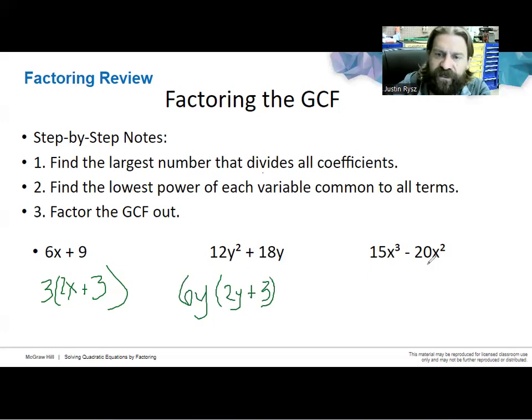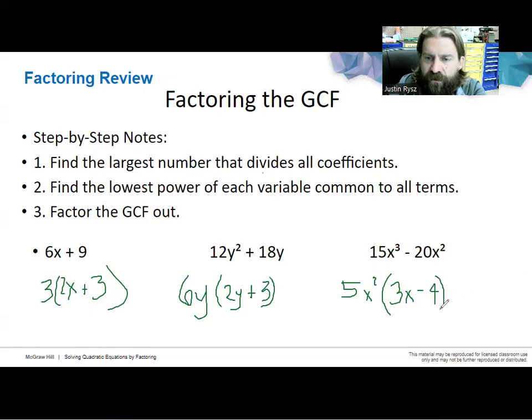And next one here, 15 and 20, we can divide them both by 5. And they both have x's, and they both have at least an x squared. So we're going to divide the terms by 5 and get rid of x squared. So 15 divided by 5 is 3. X cubed, take away an x squared is 1x. Minus 20 divided by 5 is 4. X squared divided by x squared is no x's. So there we go, GCF factoring, nothing too overcomplicated.